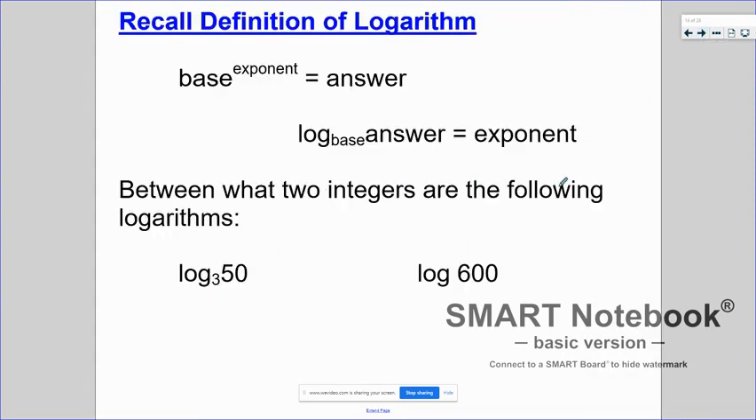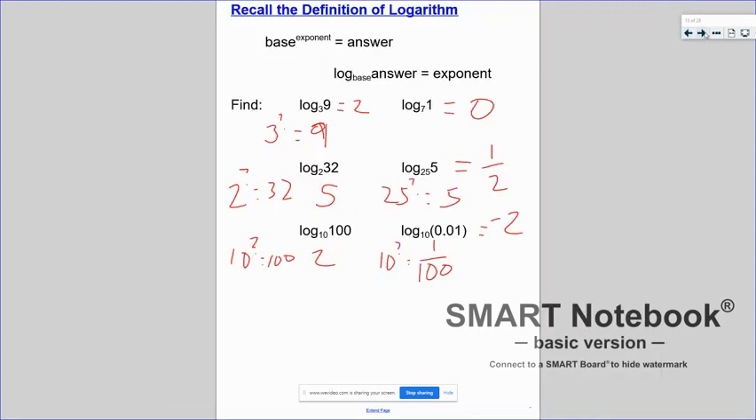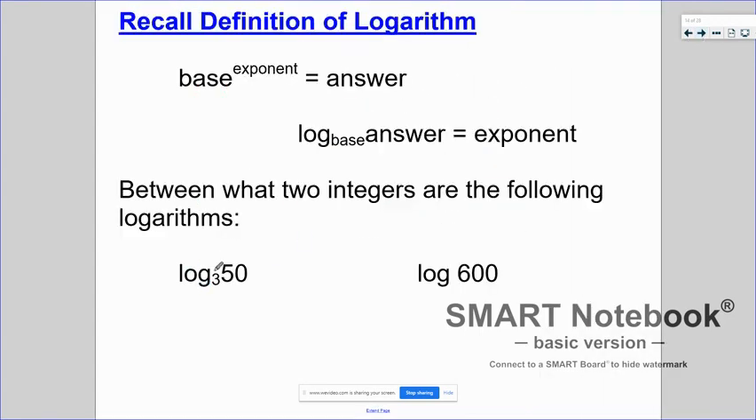Between what two integers are the following logarithms? So this idea is 3 to some power is not exactly equal to 50. So we had all nice exact answers for over here. We don't have a nice exact answer for this one. So the thought is, just to be able to have some number sense, what type of answer should this equal?